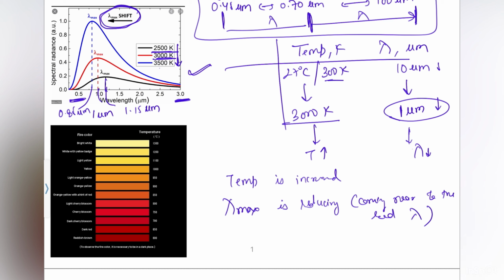That's why, if a metal's temperature is increasing, the lambda max coming out will reach the red color, and that is the reason the metal will start appearing red initially and then go towards a yellowish or orangish color, which is farther in the electromagnetic spectrum. I hope I have made it clear. There is a chart showing the color at 600 degrees centigrade, and as we increase the temperature it goes towards the yellowish color.